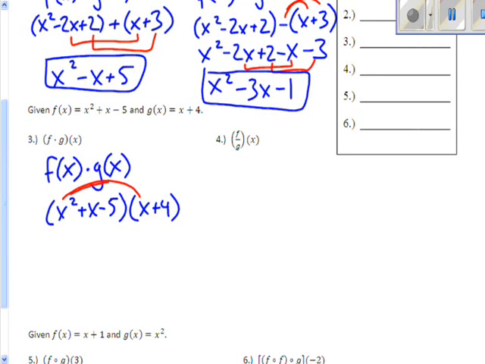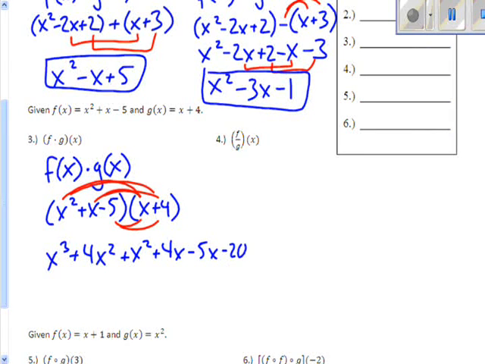So I'm going to distribute the x squared. That's going to give me an x to the third plus 4x squared. And now I'm going to distribute the x. That's going to give me a plus x squared plus 4x. And then lastly, I'm going to distribute the negative 5. So that's going to give me a negative 5x minus 20. And now I just combine like terms.